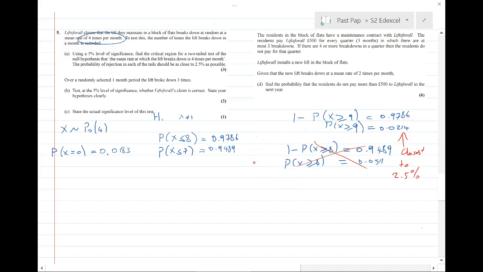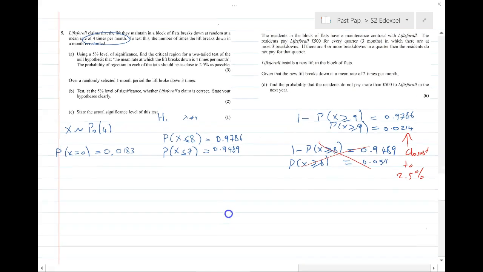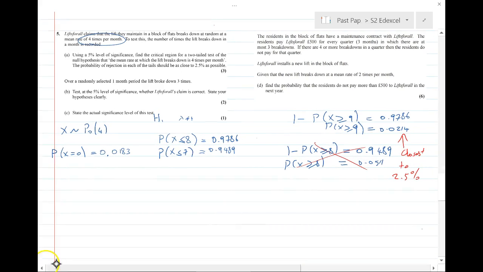That doesn't give us our critical region. 8 is not a critical value because it falls above 2.5% and it's not as close to 2.5%. Because this question says close to, but in actual fact, it wouldn't have made any difference if it said it had to be below 2.5% in this instance. Okay, so let's move this around a bit.